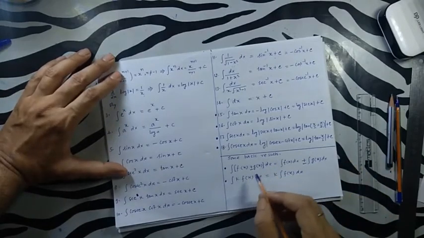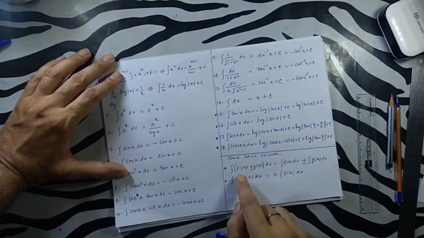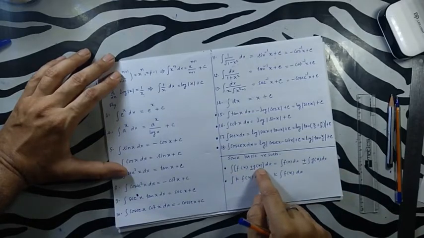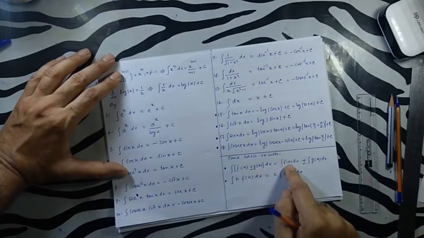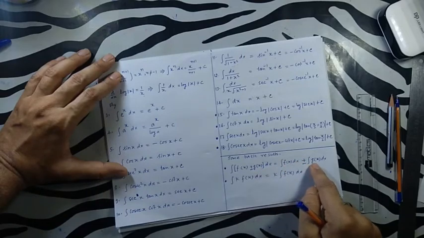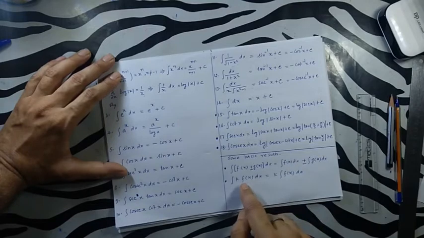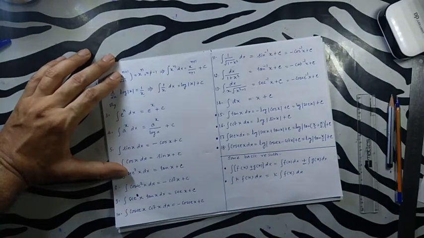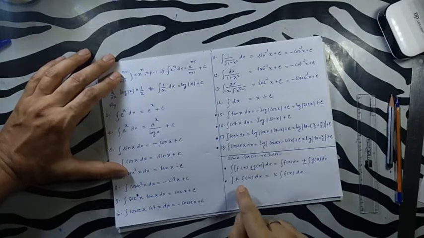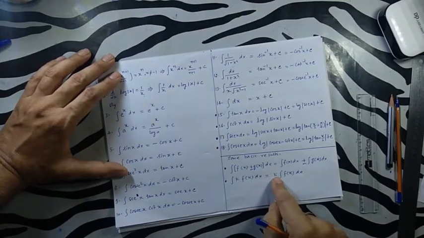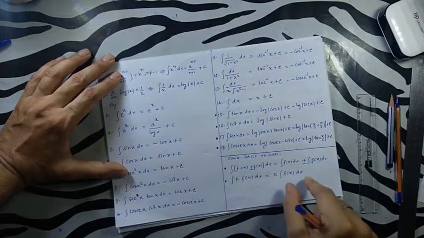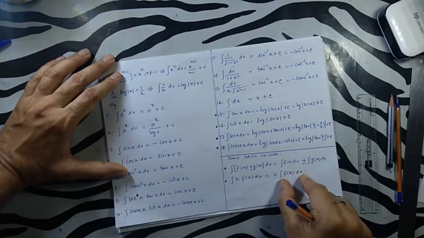Suppose we have two different functions given, then integration of f(x) plus minus g(x) dx is equal to integration of f(x) dx plus minus integration of g(x) dx. Separately, we integrate both the functions. Now next one is k times any function is given, and we have to find its integral. Integration of k f(x) dx: k is a constant, so take it outside. Now integrate simply f(x).